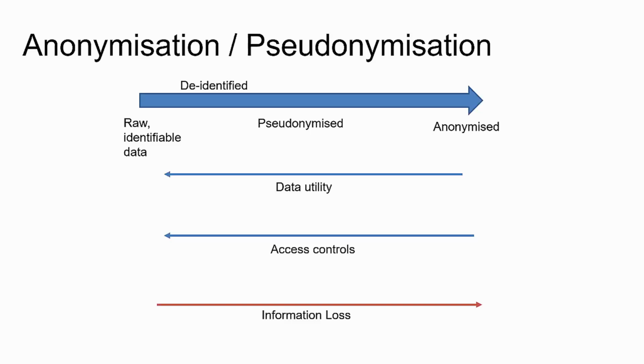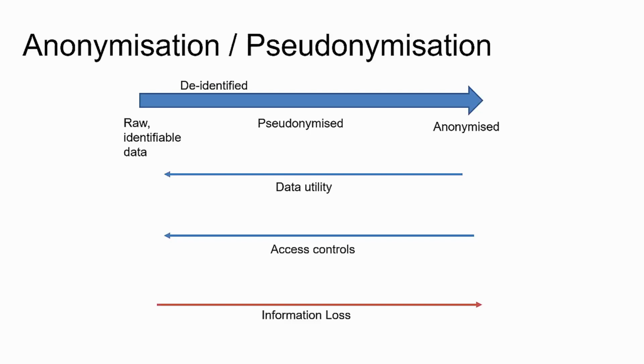So that's what I try to represent here with the arrows. That is the first arrow. The second arrow is the data utility. This means, moving from right to left, as we move from anonymized towards pseudonymized and de-identified, that's where we have more utility in the data because we have more information about the data subject, etc.